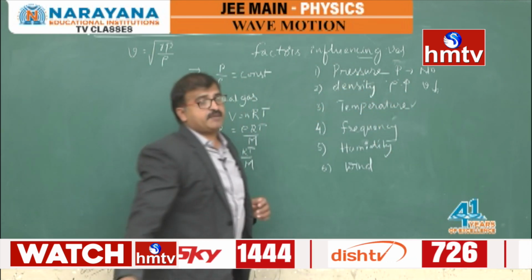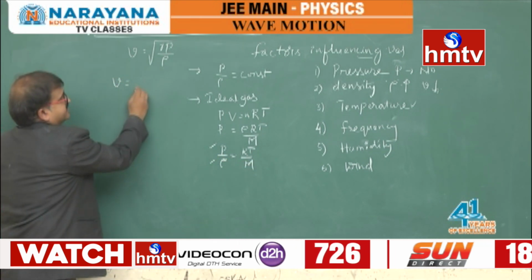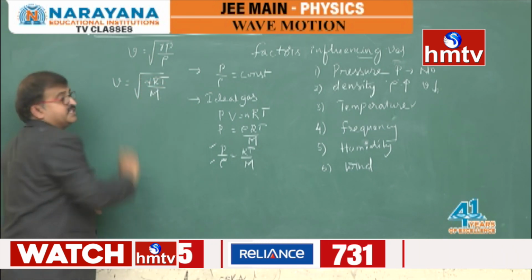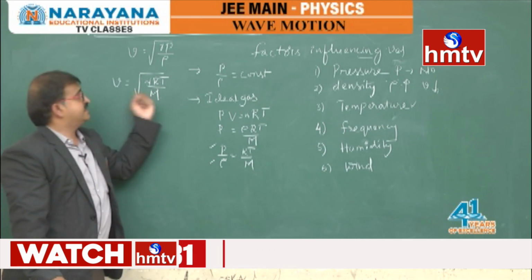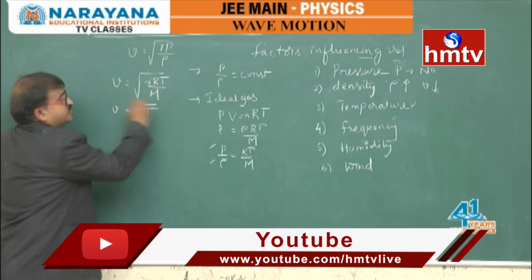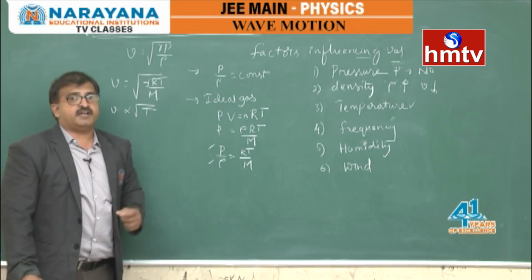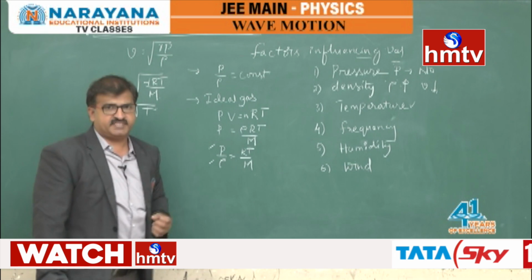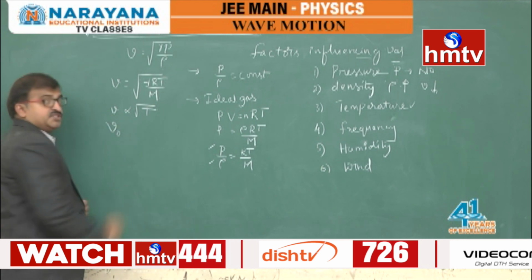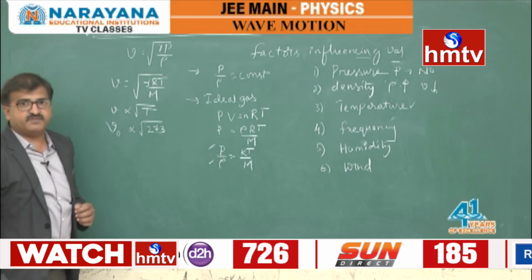Now the temperature, capital T. As we got P by rho equals RT by M, this expression can be taken as V equals root over gamma RT by M, if it is treated as an ideal gas. Then V is proportional to root T, where T is the absolute temperature of the gas. If you consider a normal temperature T equal to t degree centigrade, then V at 0 degrees will be proportional to root over 273 Kelvin.